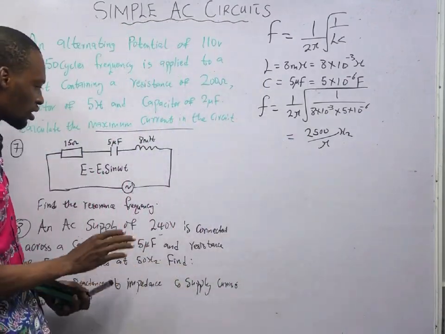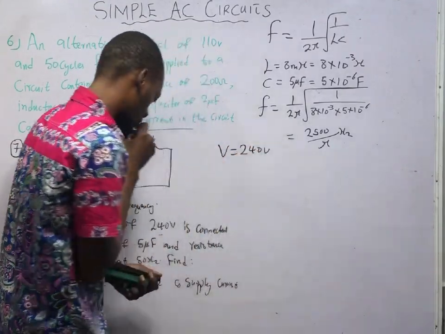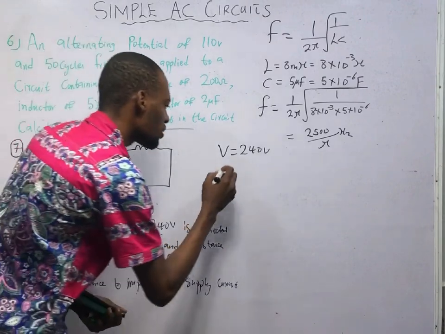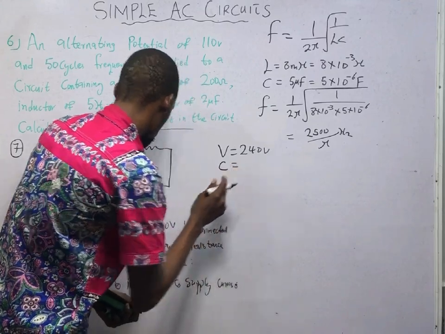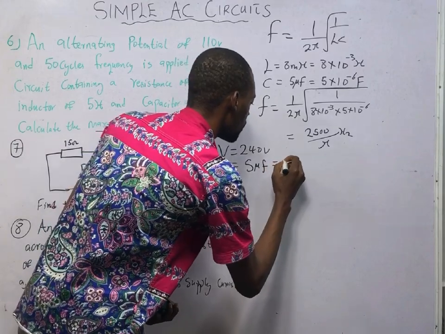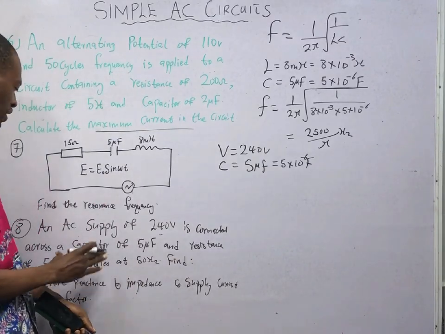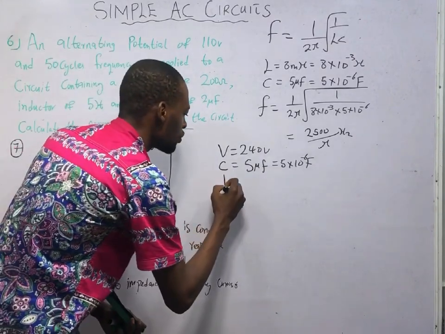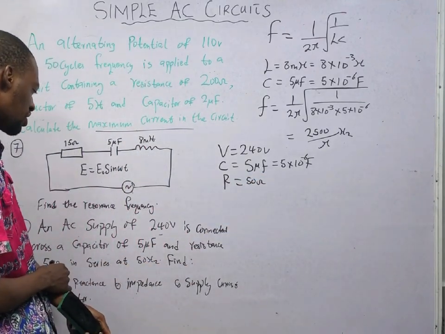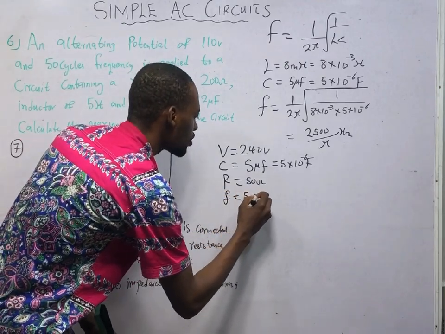So looking at this question, AC supply V is equal to 240 volts across a capacitor of 5 microfarad. So the capacitor used is 5 microfarad. This is simply 5 times 10 to the power of minus 6 farad. And the resistance of 50 ohms. So we use a resistor of 50 ohms in series at 50 hertz. Frequency is equal to 50 hertz.